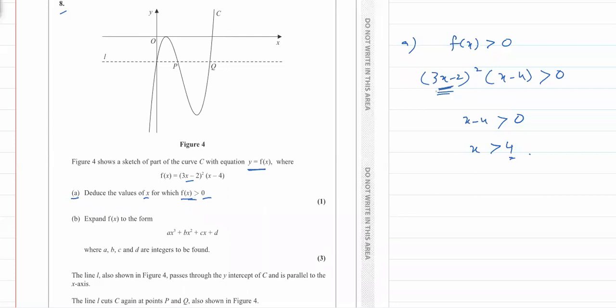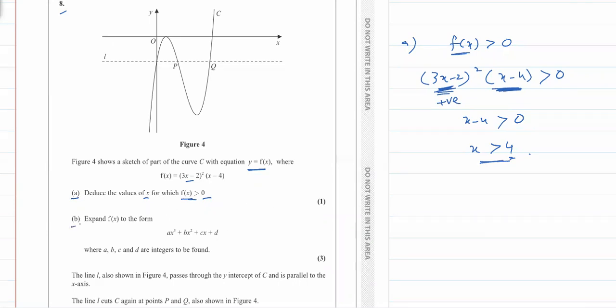Because here the value doesn't matter whatever value you have. You have a whole square here. The only part that can make it negative will be this part. So if this part is greater than 0, because the square is always positive, it can never be negative. So to make the complete f of x greater than 0, this x minus 4 should be greater than 0. So from here we found that x is greater than 4. So this is the answer to part A.